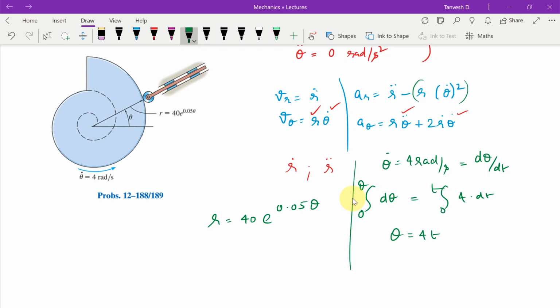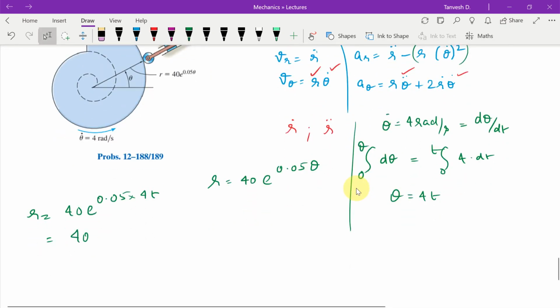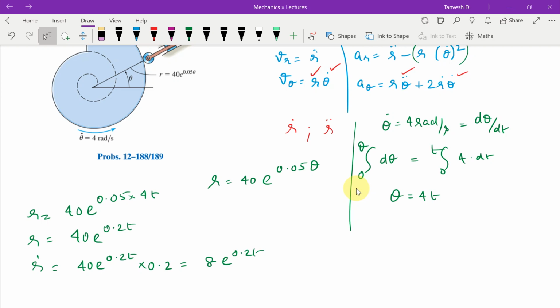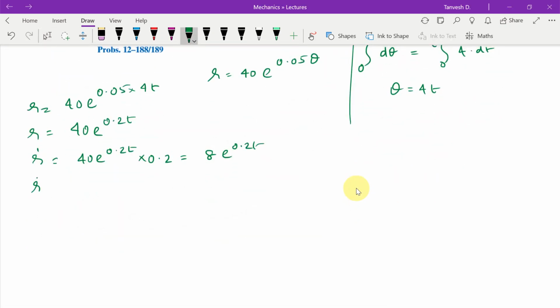This theta I'll substitute here. So I'll get r is equal to 40 into e raised to 0.05 into 4t, and that would be 40 into e raised to 0.2t. Now we can take the time derivative of this, which is 40 into e raised to 0.2t into 0.2, which is equal to 8 e raised to 0.2t, and r double dot is equal to 8 e raised to 0.2t into 0.2, which is equal to 1.6 e raised to 0.2t.